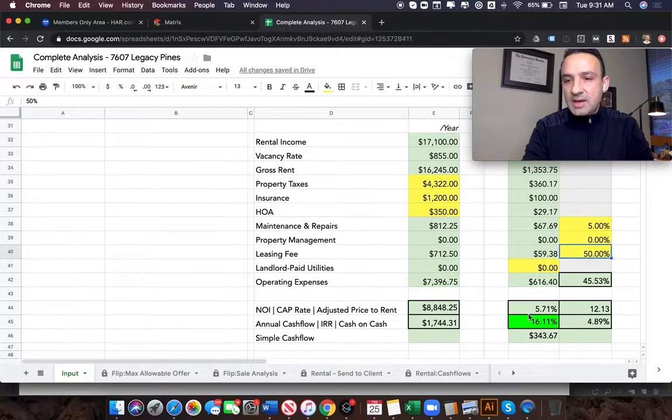So what's happening here is that the model is now auto-calculating the net operating income, which in this case is $8,848. That's the income that the property would produce if it were free and clear. It calculates the cap rate and the adjusted price to rent ratios, what the annual cash flow will be on the property, and what is the internal rate of return for the 10-year hold on the property and the cash on cash return. Right?